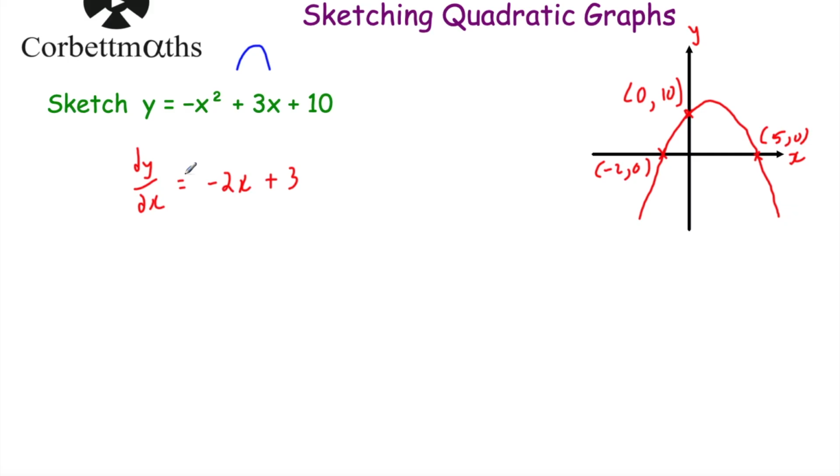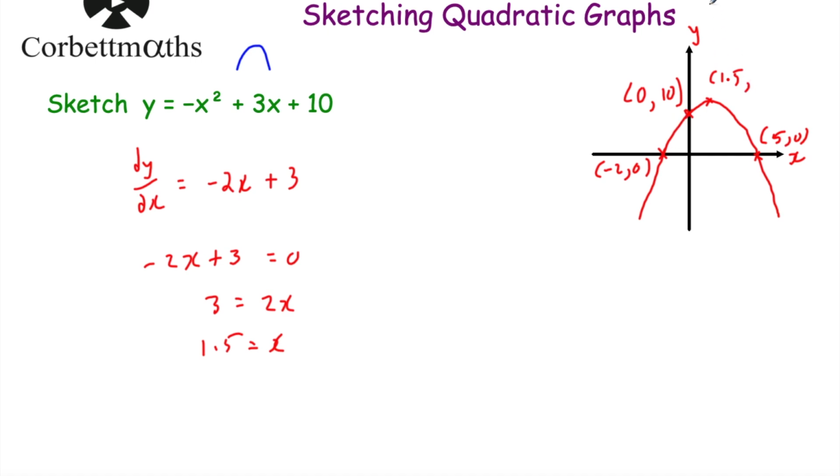Now we've differentiated, we're going to let it equal 0, because we know that for the turning point, the gradient is equal to 0. And then if we solve this, we'll find the x coordinate of this point. So let's add 2x to both sides to get that 3 is equal to 2x. And let's divide both sides by 2, so we get that 1.5 equals x. So that means that the x coordinate of that turning point there would be 1.5, or 3 over 2.